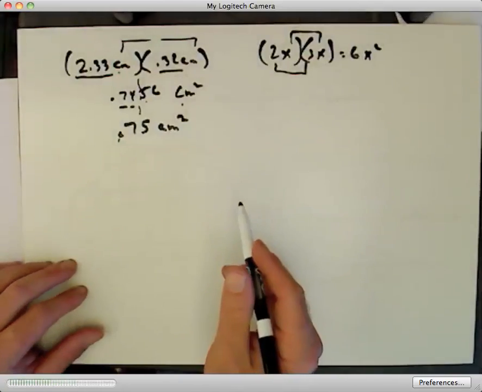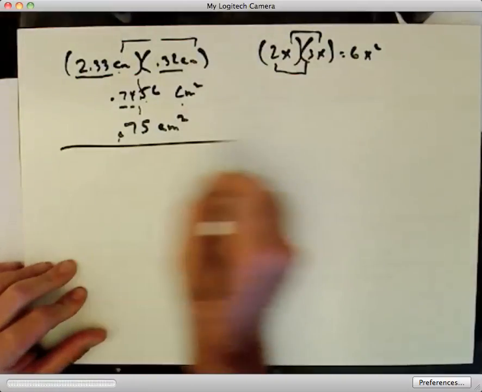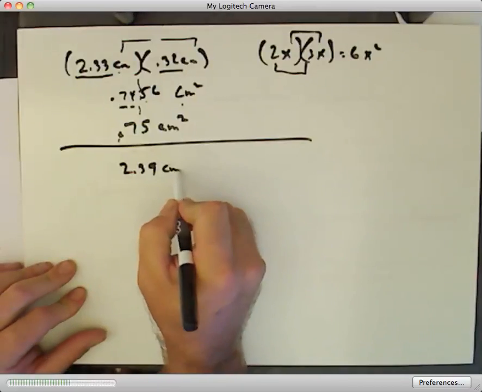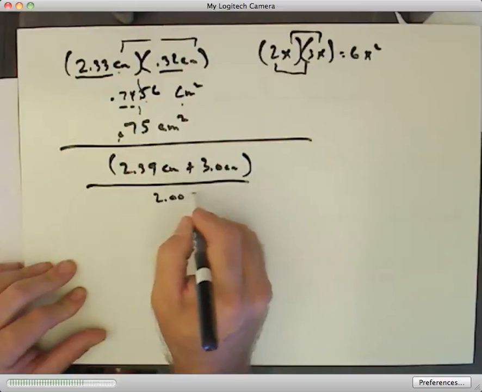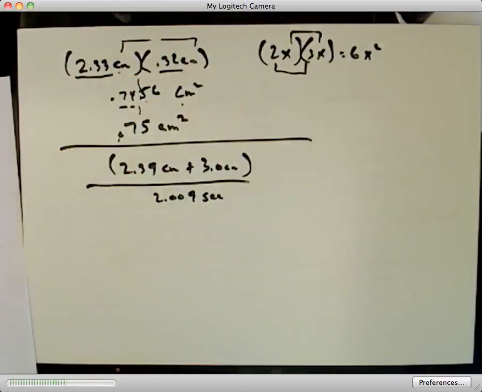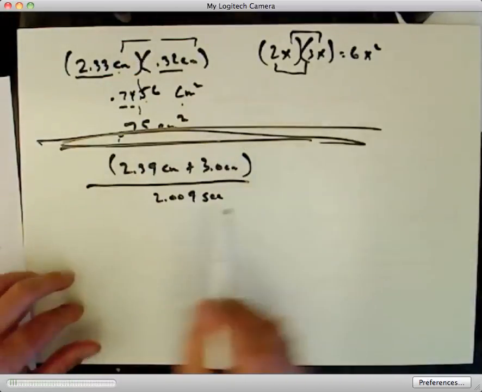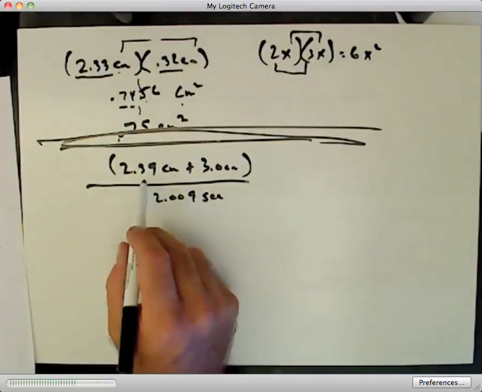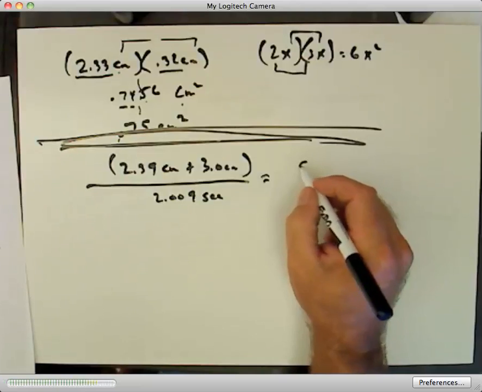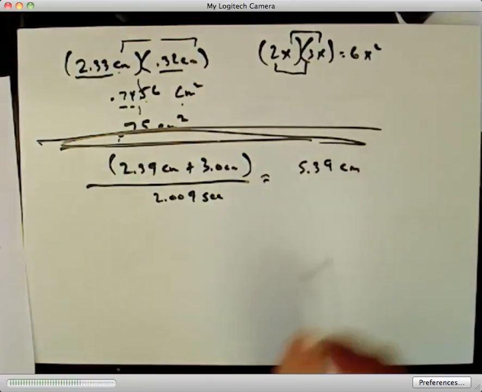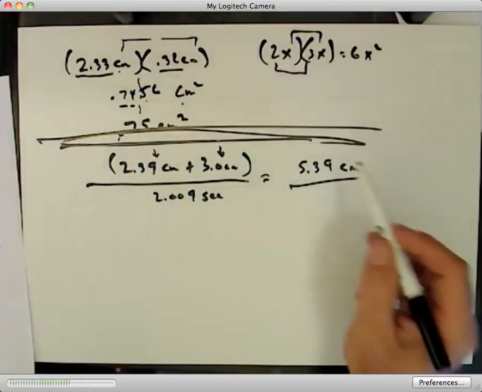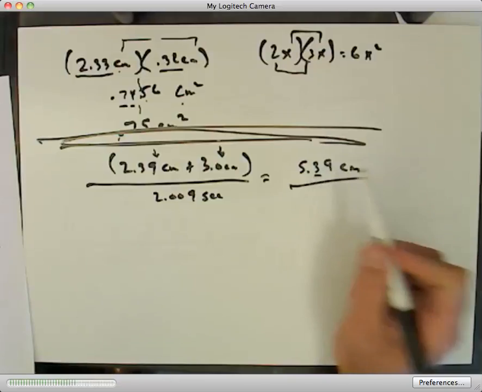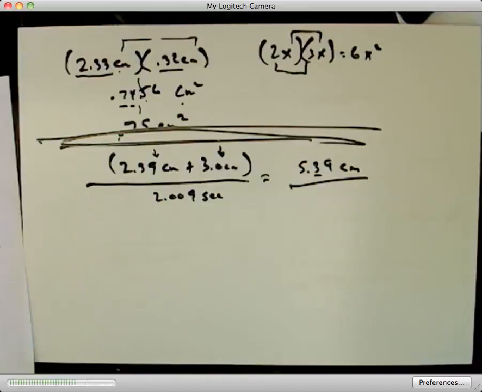Now, when you have rules mixed, like the bottom ones on the page: 2.39 centimeters plus 3.0 centimeters in the numerator, divided by 2.009 seconds. Well, you still have the order of operations that you learned in math. So let's do the parentheses first, the numerator, and add those. So the numerator becomes 5.39 centimeters. Okay, now wait a second. I just did the addition rule. That's the tenths place and that's the hundredths place, so I should have rounded off in the tenths place. I'm going to put a little underline there to remind myself that's where I should have rounded off, but I'm not going to round off until the final calculation.